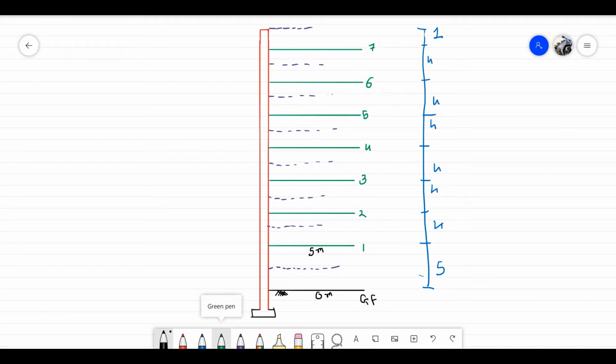It's 9 meter. 9 plus 4, 13. 13 plus 4, 17. Plus 4, 21, 25, 29. Right? And here is 30. So this is the story height.